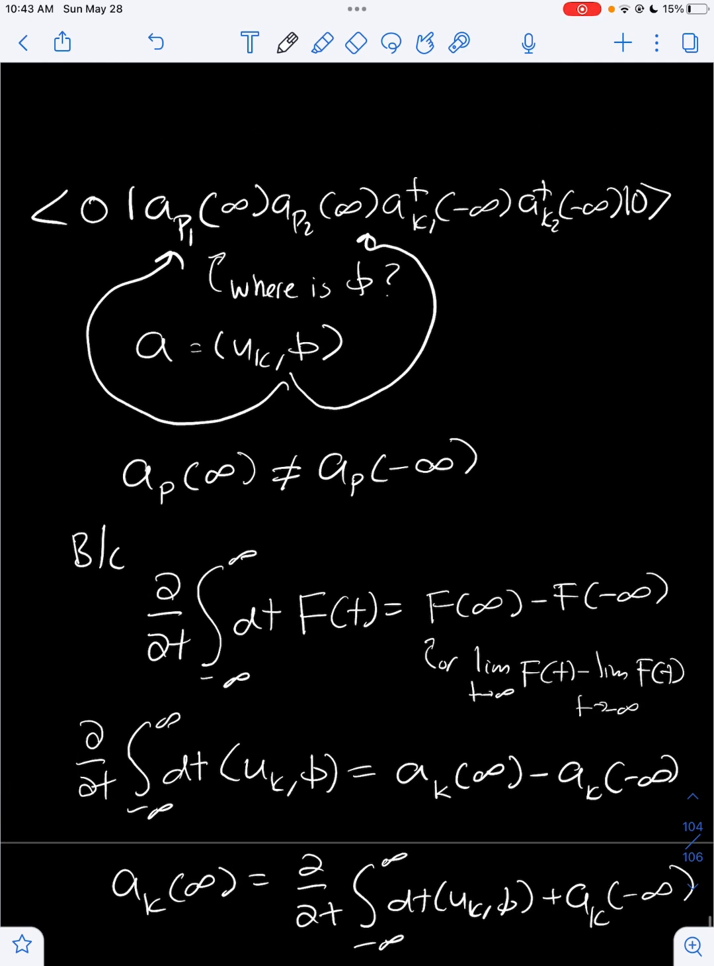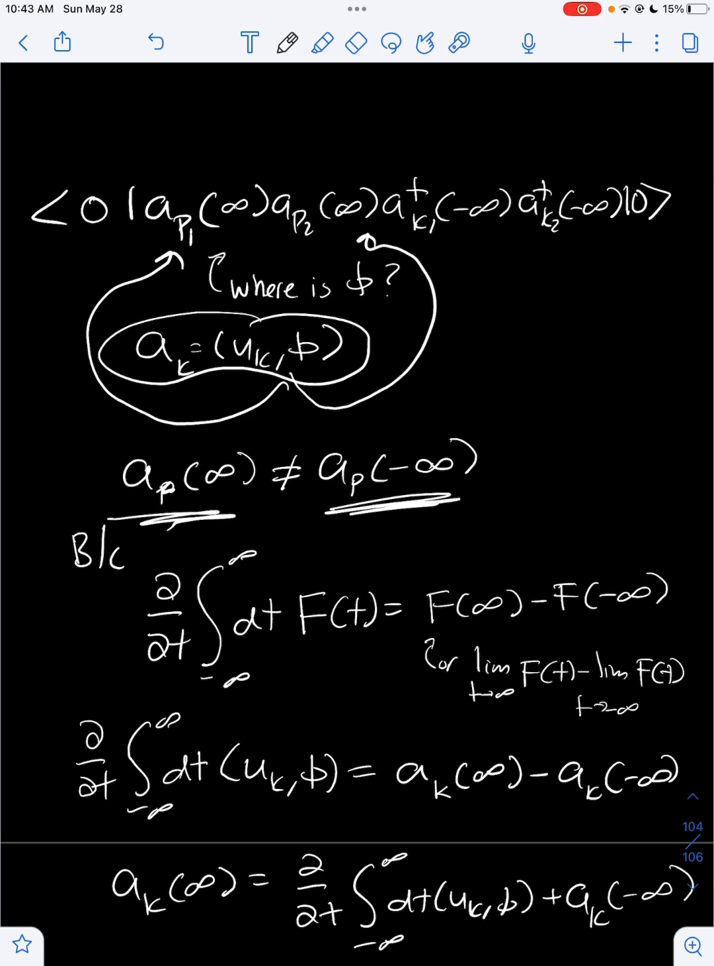So right now, our expressions for our fields aren't in this product over here. To get phi into this product, we can just use the formula for the annihilation operator, a of k, and plug the field in that way. The nice thing to note is that a of p of infinity is not equal to a of p of minus infinity, or analogously a of k of infinity and a of k of minus infinity.